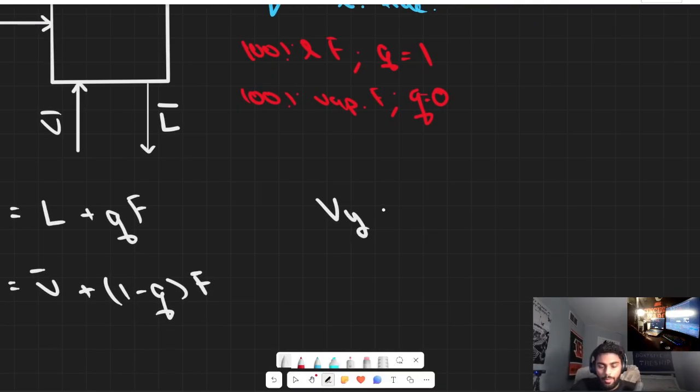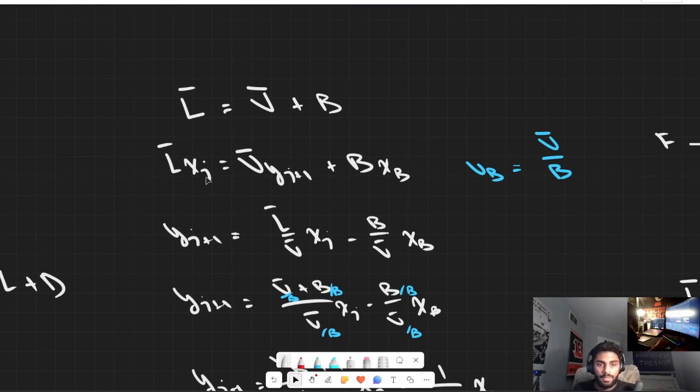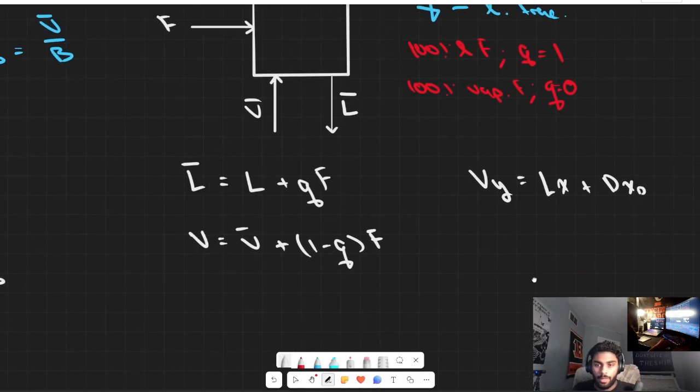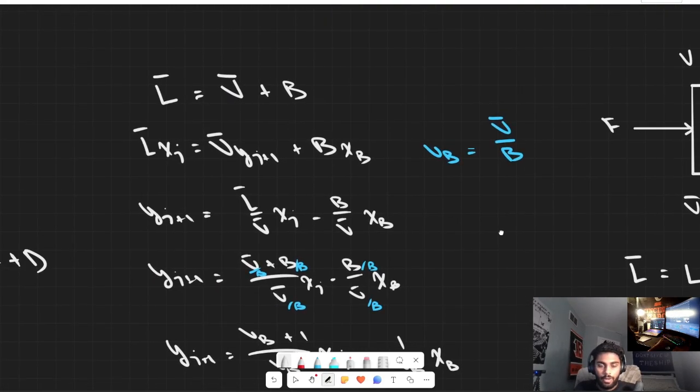Vy, I'm actually going to put Lx on the other side, plus dxd. And then for our stripping, we had L bar x equals V bar y plus bxb. So L bar x equals V bar y plus bxb. Right? Should be right.